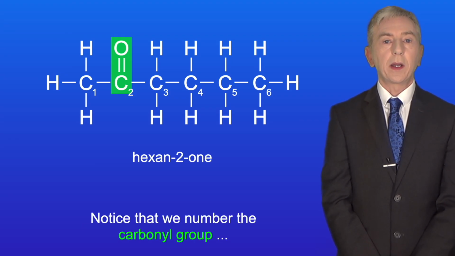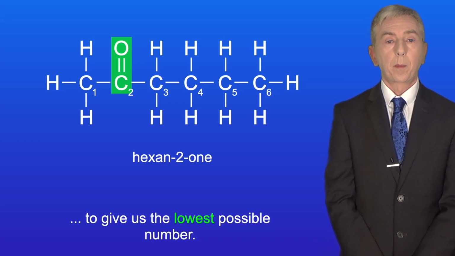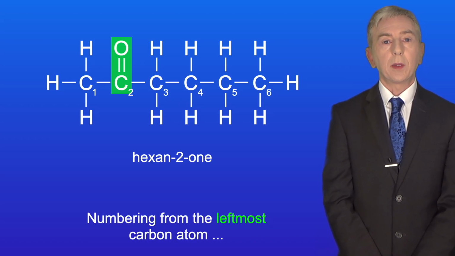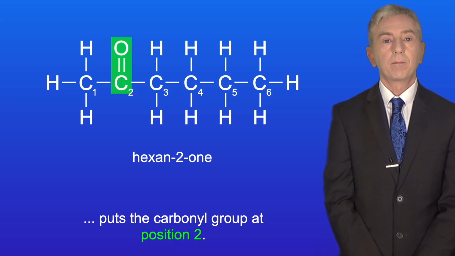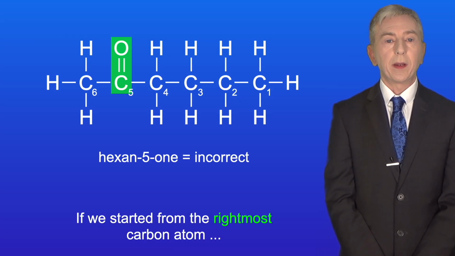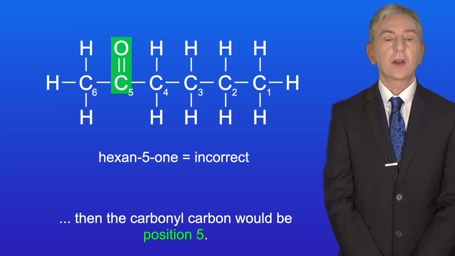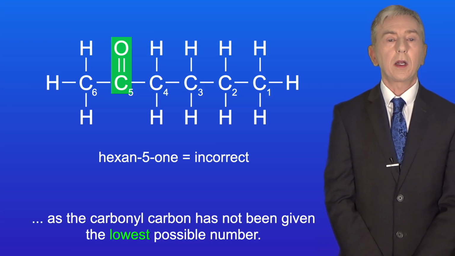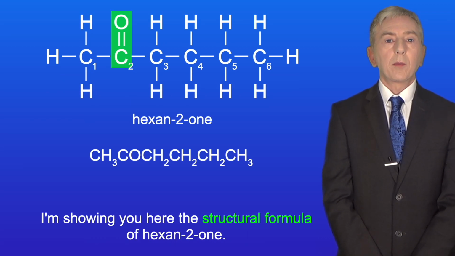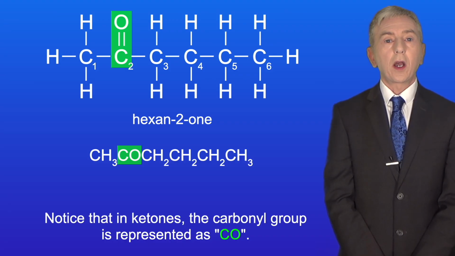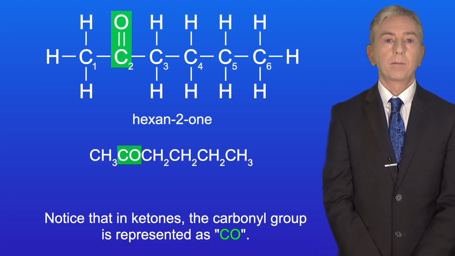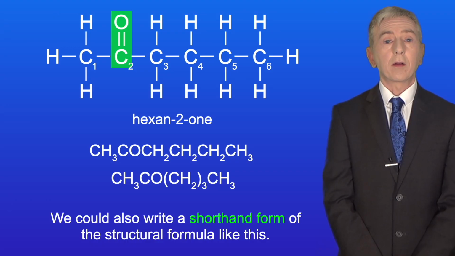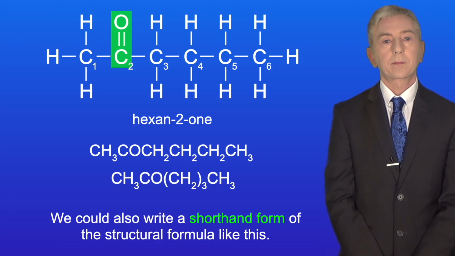Notice that we number the carbonyl group to give us the lowest possible number. Numbering from the leftmost carbon atom puts the carbonyl group at position 2. If we started from the rightmost carbon atom, then the carbonyl carbon would be position 5. However, hexan-5-one would be incorrect, as the carbonyl carbon has not been given the lowest possible number. I'm showing you here the structural formula of hexan-2-one. Notice that in ketones, the carbonyl group is represented as CO. And we could also write a shorthand form of the structural formula like this.